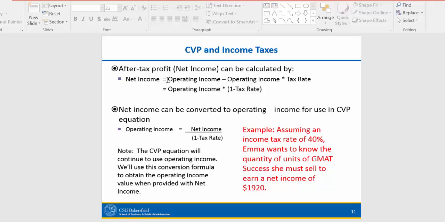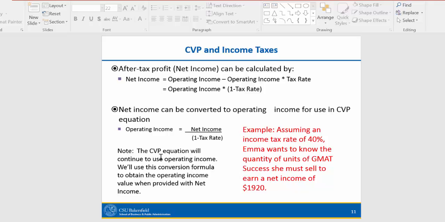Because this formula tells you if I know the operating income and the tax rate, how to find the net income. This one is basically the opposite. If I know the net income and the tax rate, how to find the operating income. Those two are just a reverse of each other, and we can use this idea to solve some CVP question if it involves tax rate or tax issues.